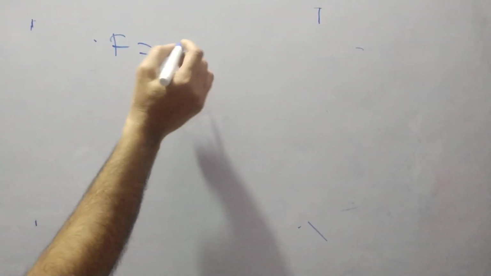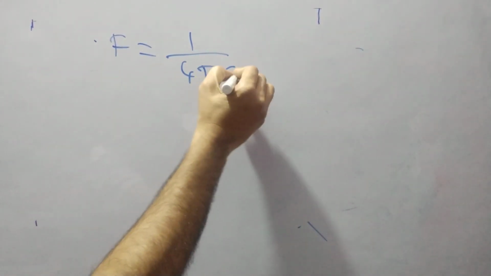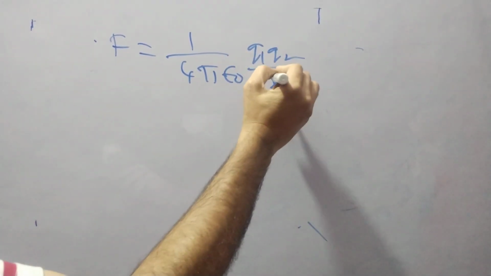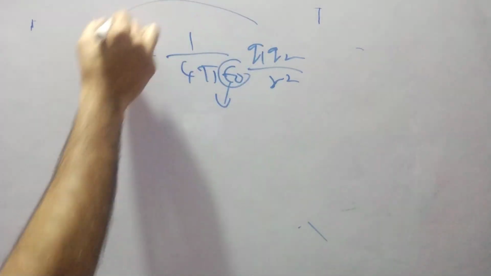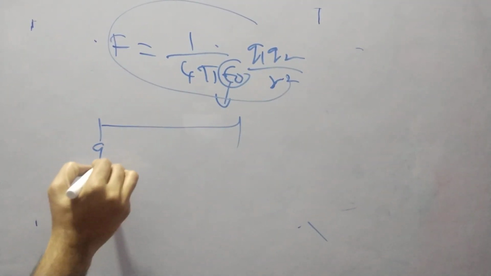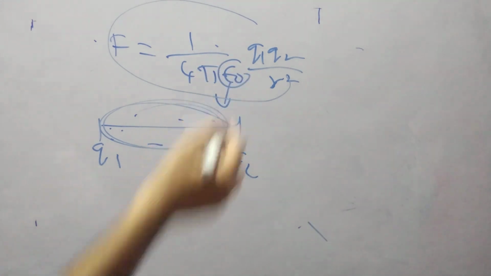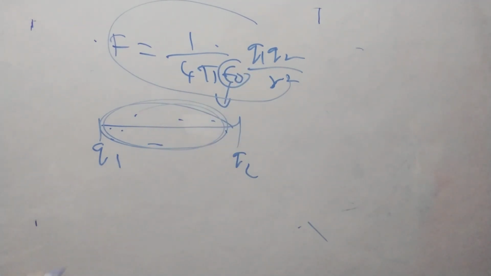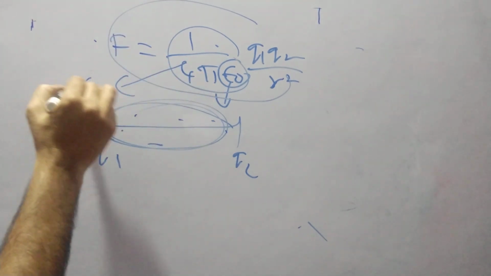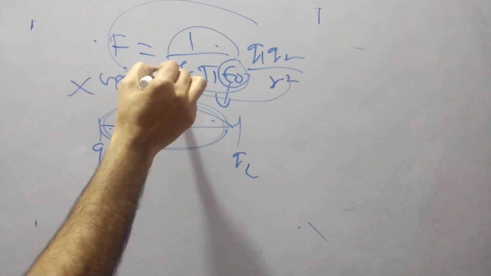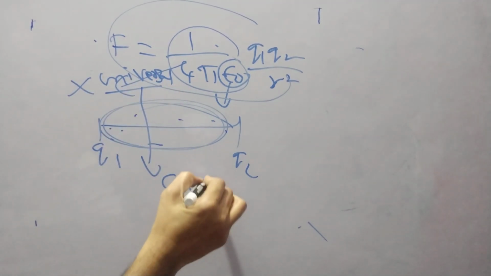Okay, and Coulomb's law again depends on the medium. So one more limitation: F equal to 1 by 4 pi epsilon 0 Q1 Q2 by r square. When the medium changes, this force value will change, so it depends on the medium. If it is another medium, this epsilon value will change. That's why the value 1 by 4 pi epsilon is not a universal value, only a constant value, a constant depending on the medium.